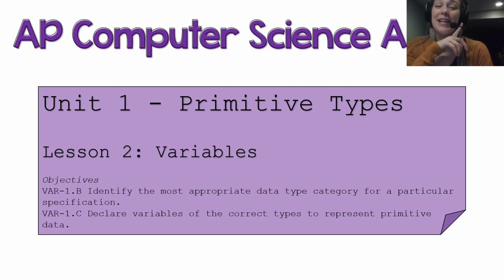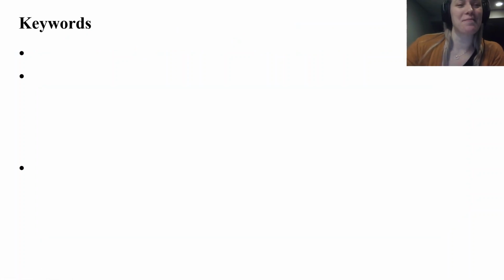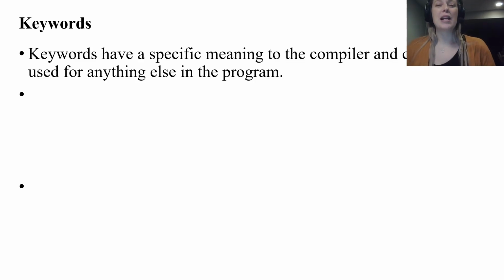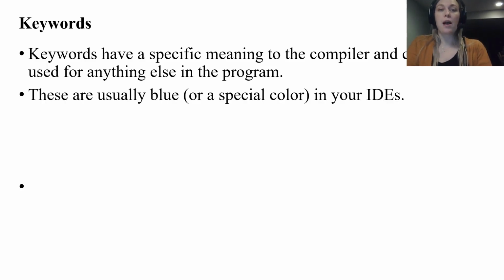We are still in Unit 1, and today we are going to be talking about variables. So this is our Lesson 2, talking about variables in our program, and what they are and how we use them. To talk about variables, first we have to talk about something called keywords. Keywords in Java have a very specific meaning to the compiler, and they can't be used for anything else in a program.